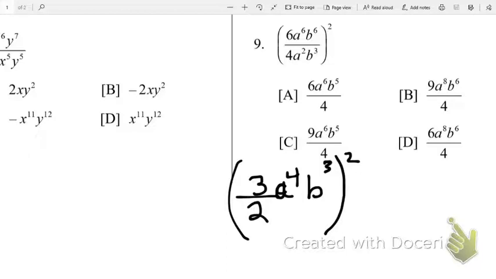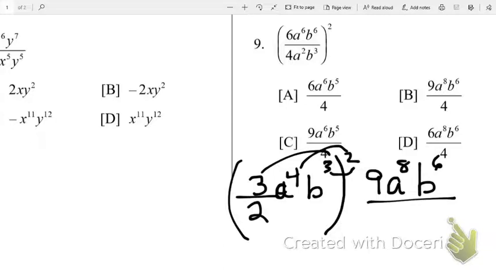And now you can do this. They each get a little 2 now. 3 to the power of 2 is 9. a to the 4 to the power of 2, multiply powers. b to the third to the power of 2, multiply powers. And the bottom is 2 to the power of 2, which is 4. This is one way you can do this. So the answer key is 9, a to the power of 4, b to the power of 6, all over 4.